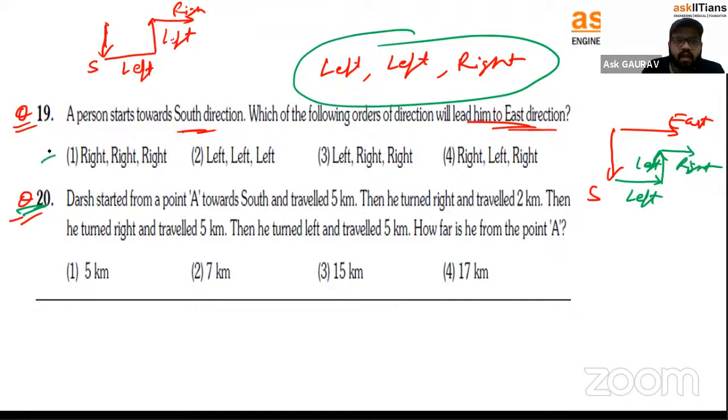Yeah, your first option can be there. Very good. Arshia, who said Hana? Yes. We can check for the first question. Left, left, right is also right. But from the given options, right, right, right is also right.